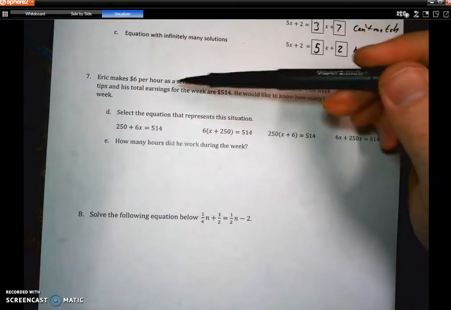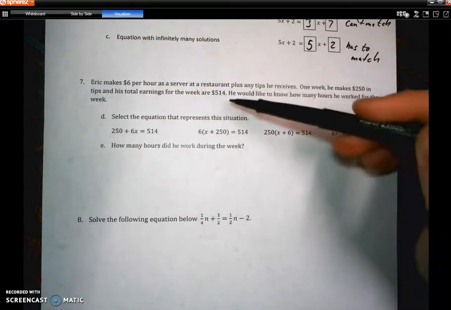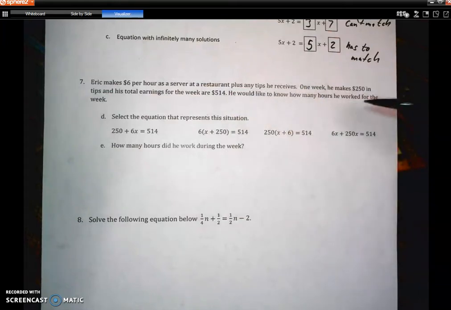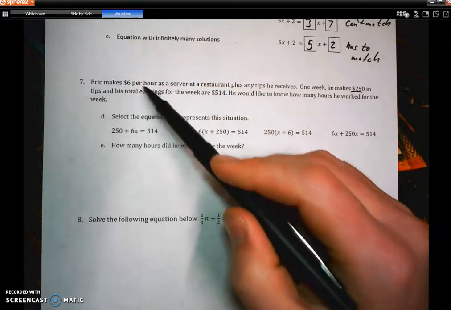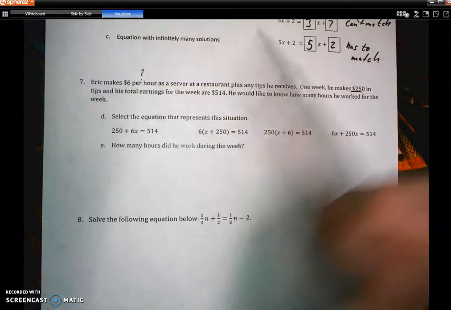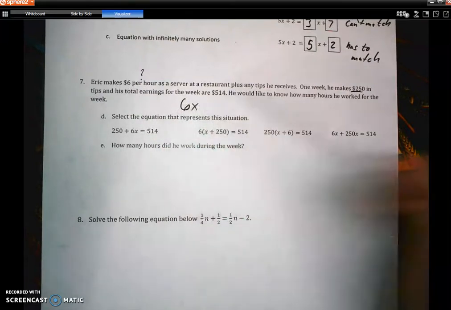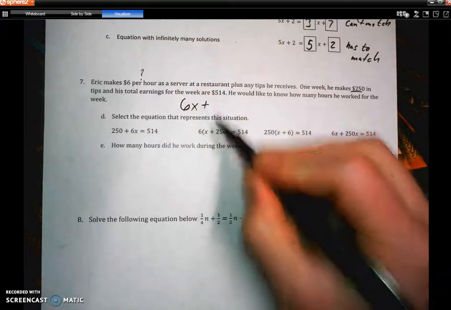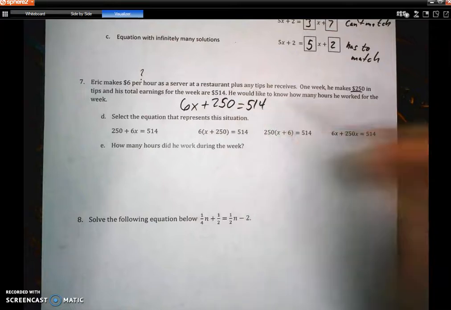Eric makes $6 per hour as a server at a restaurant, plus any tips. One week he makes $250 in tips, and his total earnings for the week are $514. He would like to know how many hours he worked for the week. So we know that he's made $250 in tips. We also know he makes $6 per hour, but notice we don't know how long he's going to work for. So my 6 is going to be with an x, because it's going to be 6 times however many hours he works, plus that $250 he made in tips, for a grand total of $514.